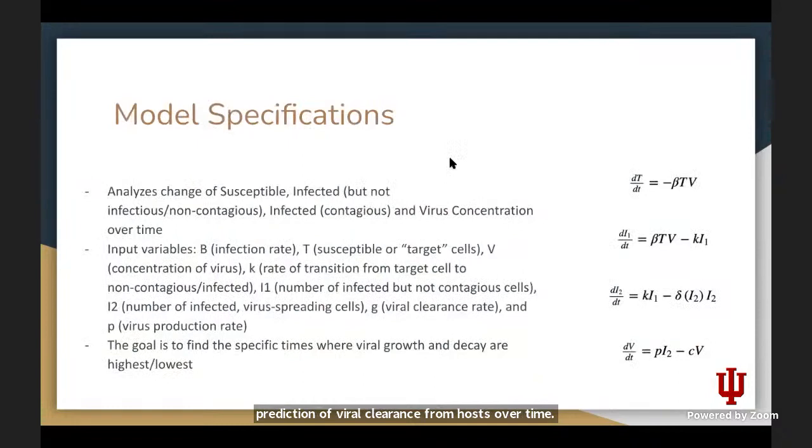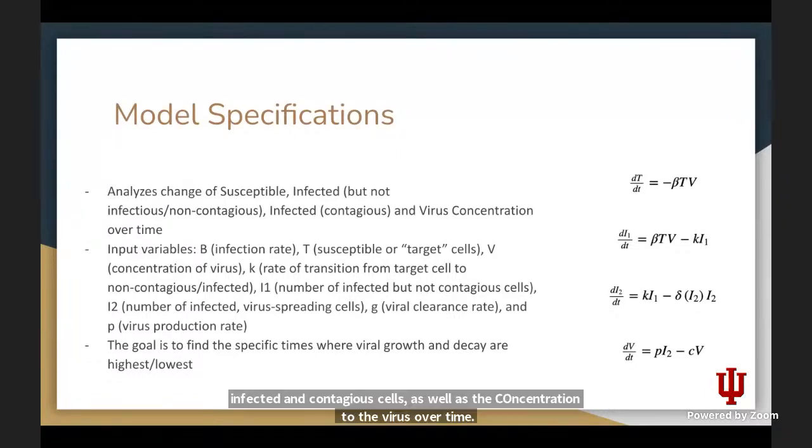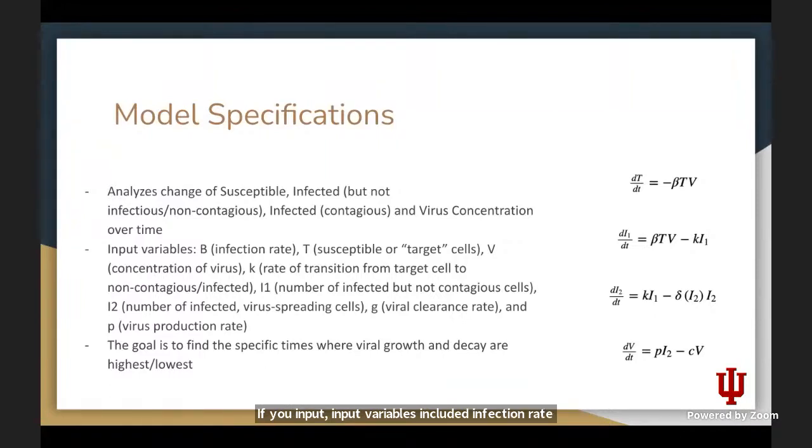Some of the model specifications: they wanted to analyze the change of susceptible cells. There are several categories of hosts, which included susceptible cells, infected but not yet contagious cells, infected and contagious cells, as well as the concentration of the virus over time. A few input variables included infection rate, susceptible cells, concentration of virus, rate of transition from target to non-contagious cells, the number of non-contagious cells, and number of infected cells, along with viral clearance rate and virus production rate. And of course, the goal would be to find these specific times where viral growth and decay were the highest and lowest within the model.